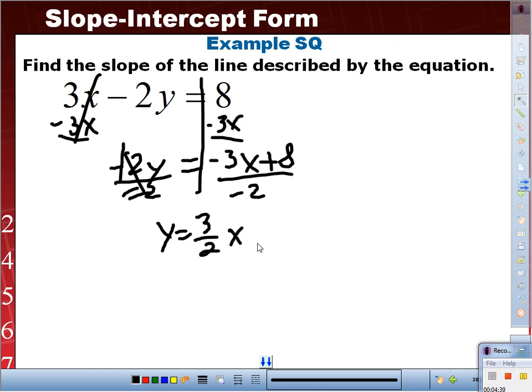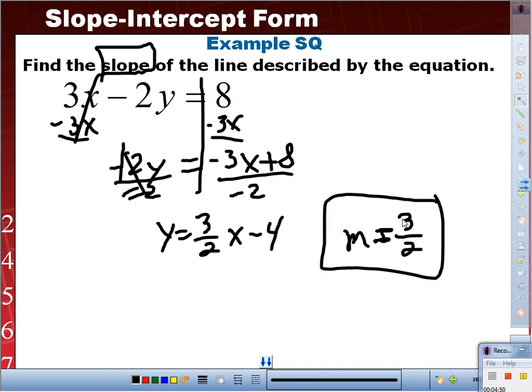Y equals 3/2 x, 8 divided by negative 2 is negative 4, but they only want the what? The slope. So then we write m equals 3/2. And you did some of those on your homework, right?